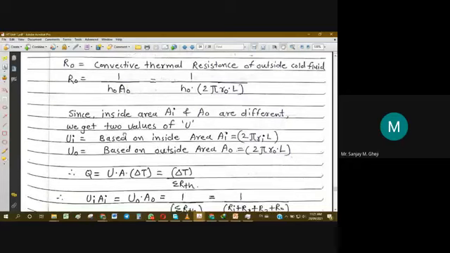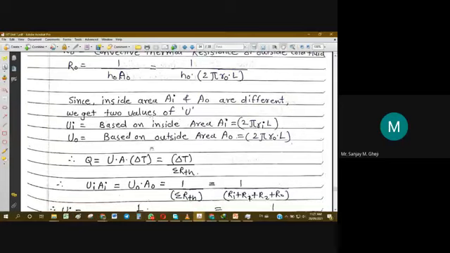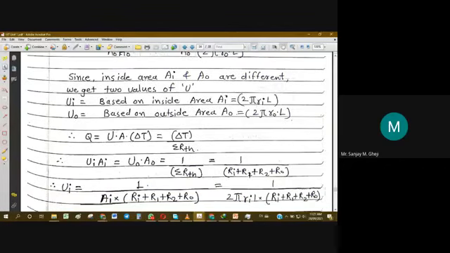Then since areas are different, AI is different and AO is different. Obviously AI will be smaller and AO will be larger because of the difference in radius. So we will get two values of U, because what we know is UA equal to summation R thermal. The general equation is Q equal to UA delta T equal to delta T upon summation R thermal. So UA is equal to 1 upon R thermal. But here two different areas are there, so thereby we get two different values of U.